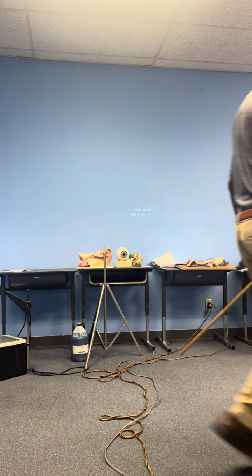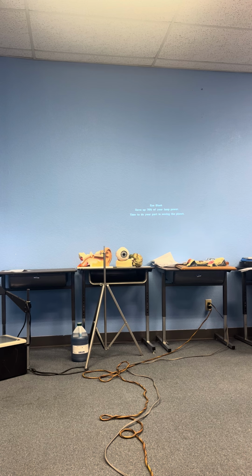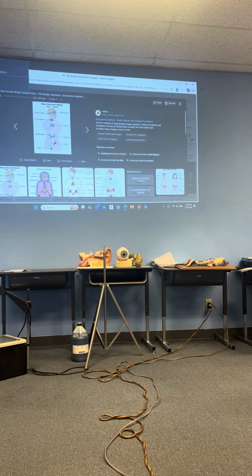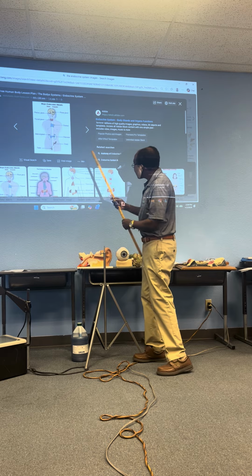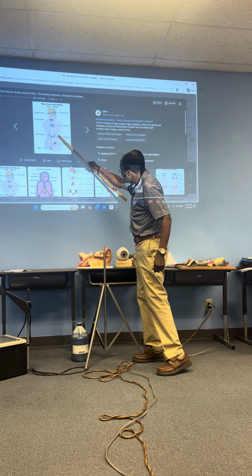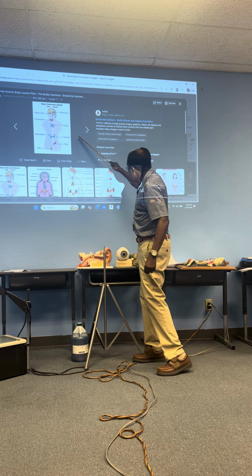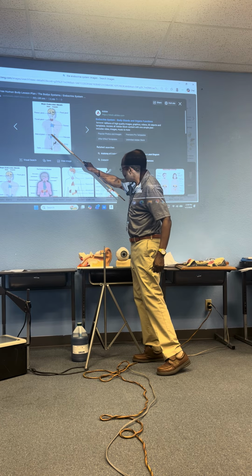Adreno pertains to the adrenal gland. Cortico pertains to the cortex of the adrenal gland. The adrenal gland is not bean shaped. It is triangular in shape. Look, the adrenal gland is on top of each kidney here. See that? So it is like a triangle. It sits on top of the left and right kidney.